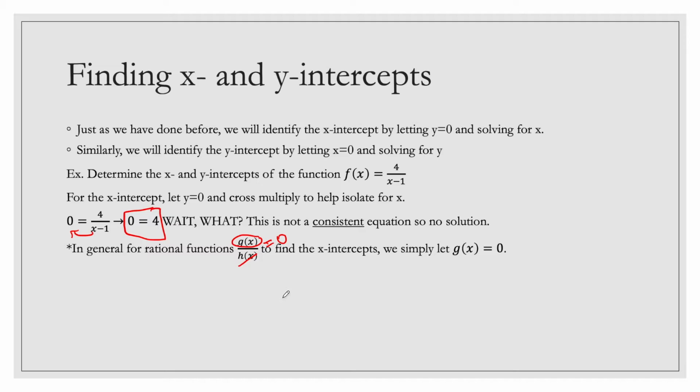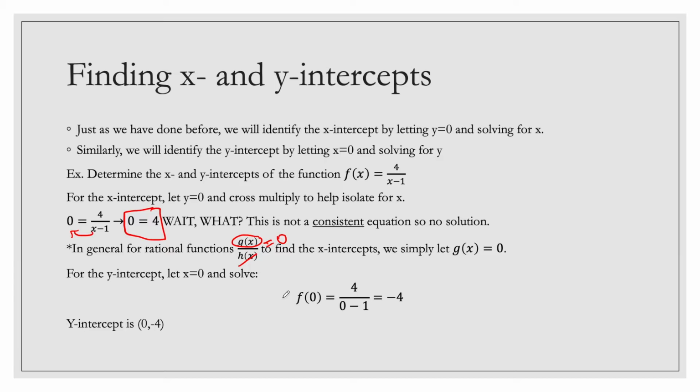To find the y-intercept, this one is a lot easier. We will simply let x equal 0 and then we solve. So when we sub in x is equal to 0, we end up getting 4 over 0 minus 1, and this ends up giving us negative 4. So we can see here that the y-intercept is (0, -4).